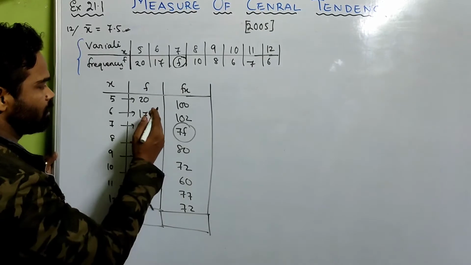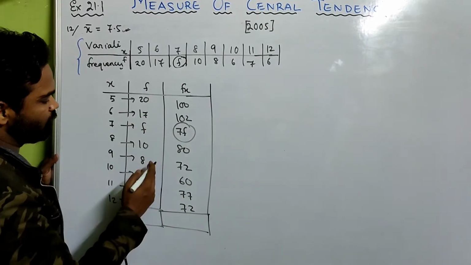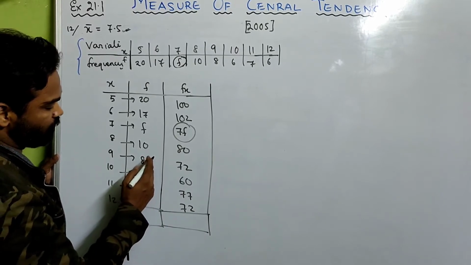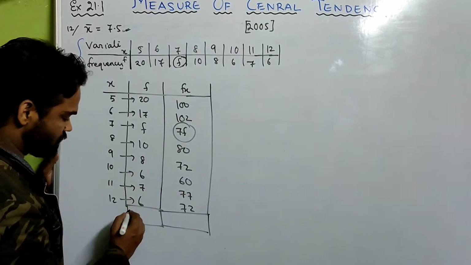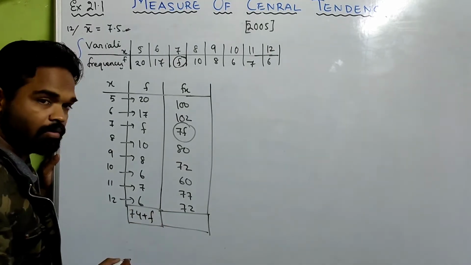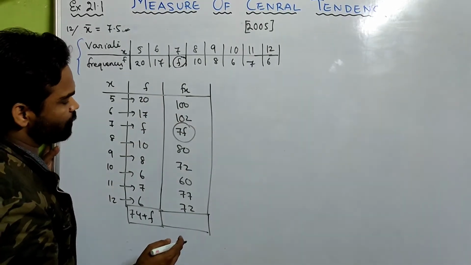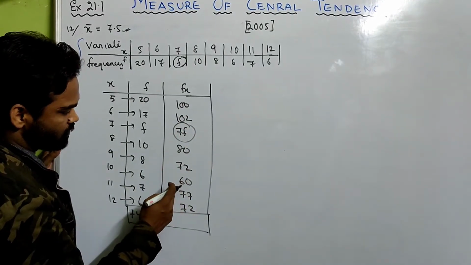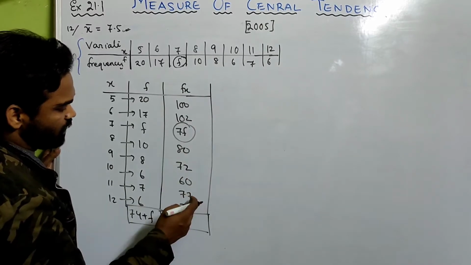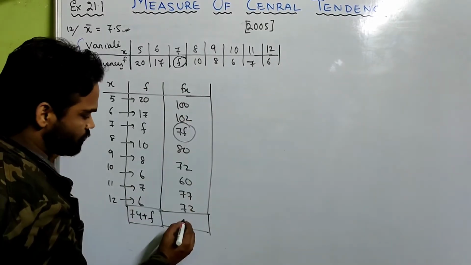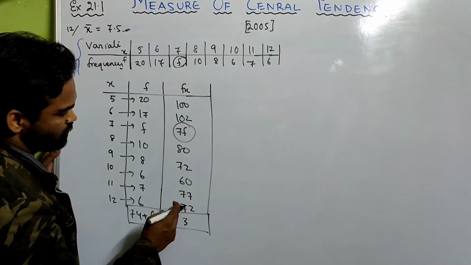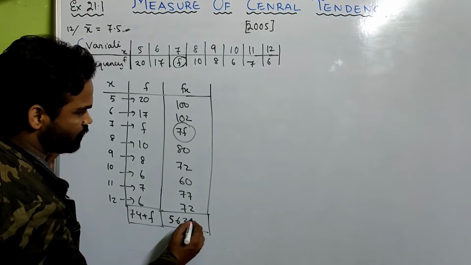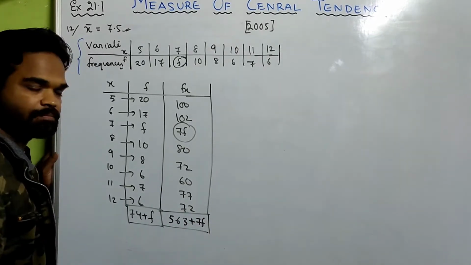Sigma f is what? 20 plus 30, 40, 47, 55, 57, 55, 55 plus 6, 61, 68, 74 plus f. Similarly, we'll add this. 100 plus 102, 282, 72, 60. We'll add like this. 7 plus 2, 9, 10, 11, 12, 13, 3. Then this, 6, then 5. Yeah, 563 plus 7f. You got this?